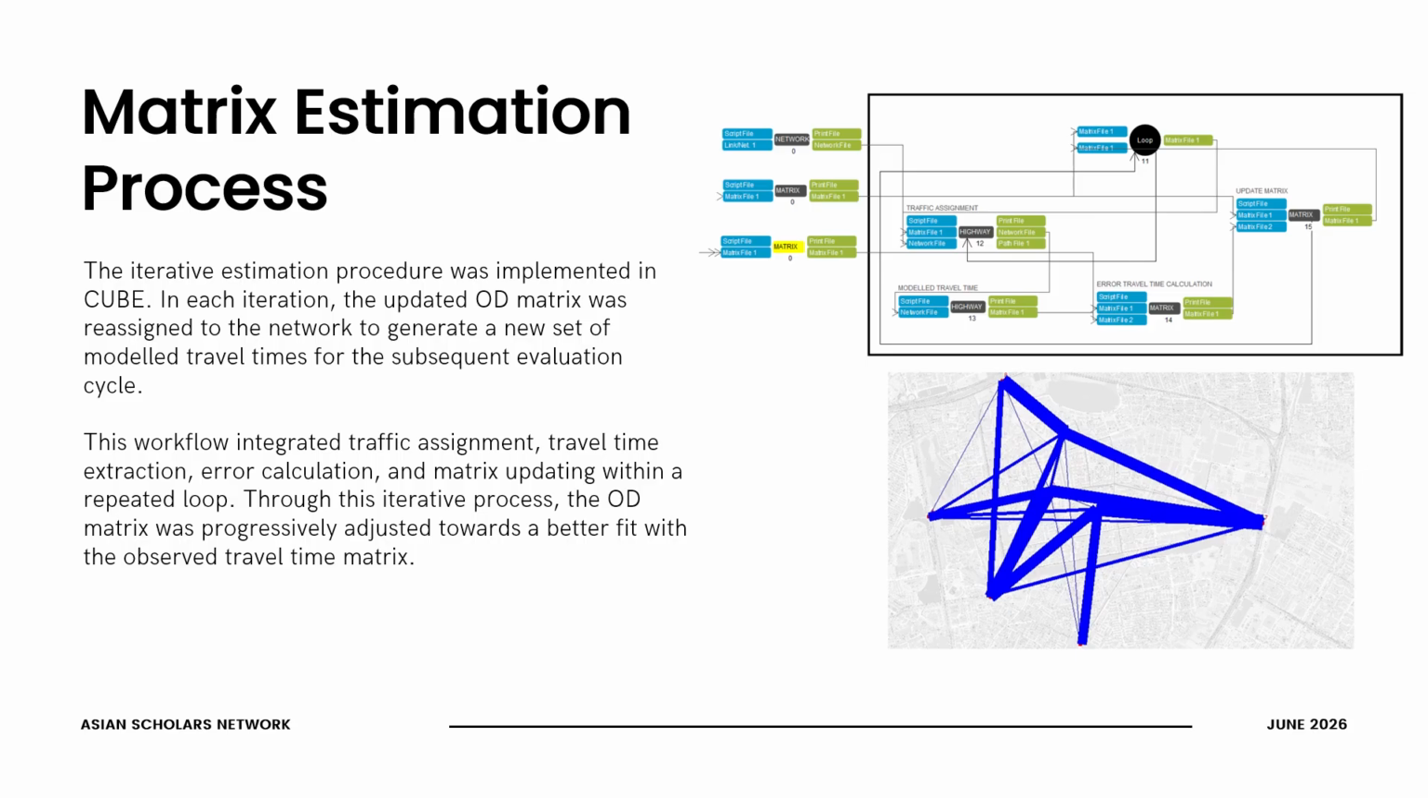Through this process, the OD matrix was progressively adjusted toward a better fit with the observed travel time matrix. This is important because the study does not attempt to replace the prior matrix directly, but rather to calibrate it using observed network performance as the reference.